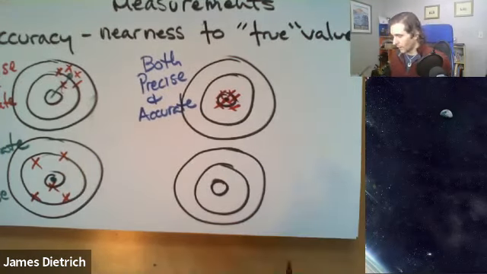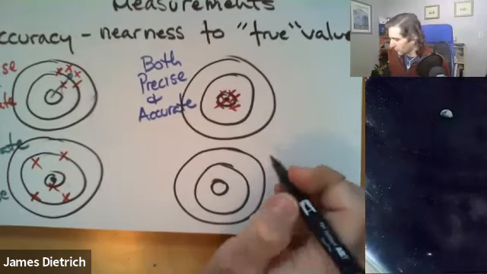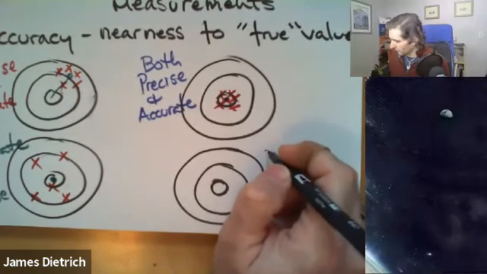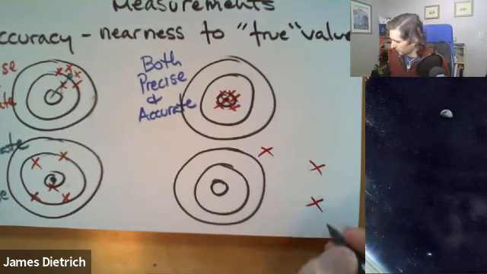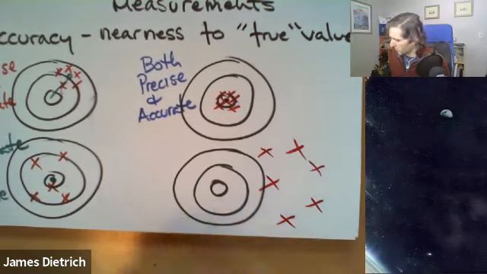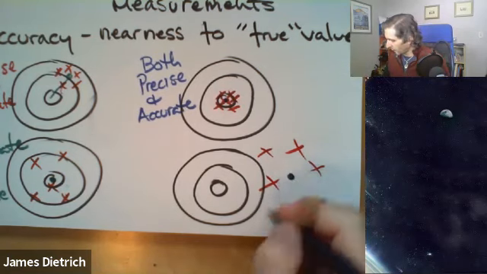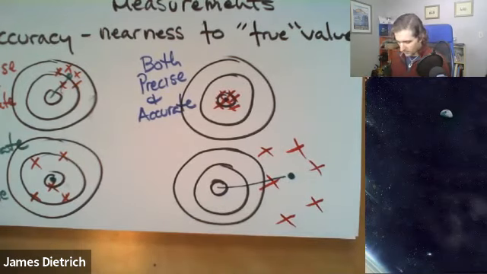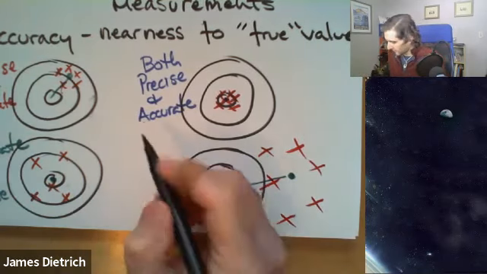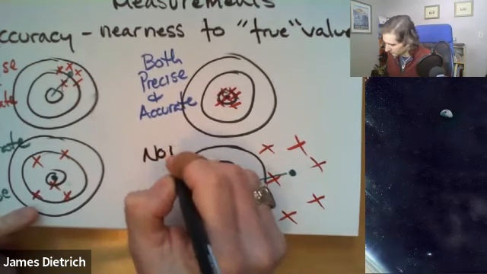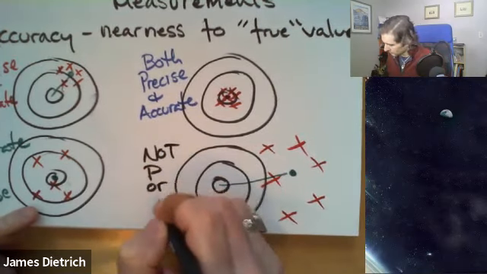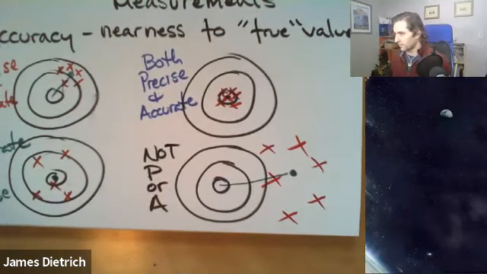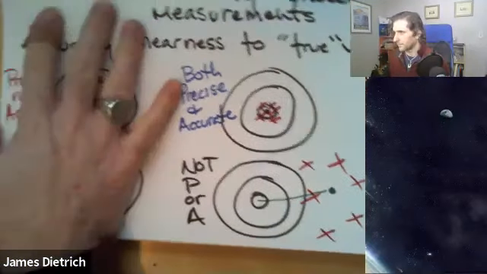Then just for completeness' sake, the most egregious example would be if we had a few too many drinks and missed the dartboard completely. In this case, our average point is way out here, fairly far away. And in this case, this is not precise or accurate.